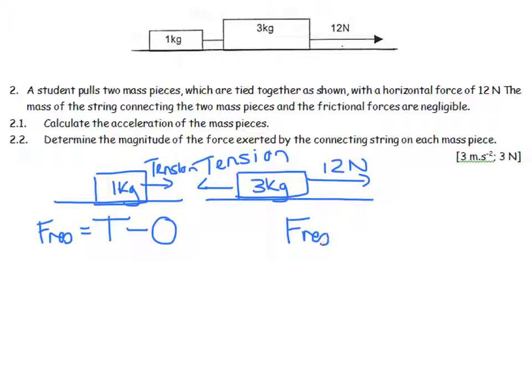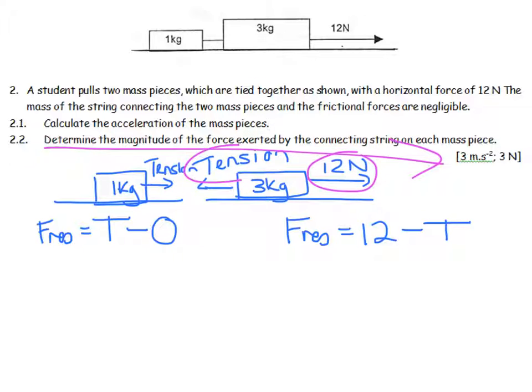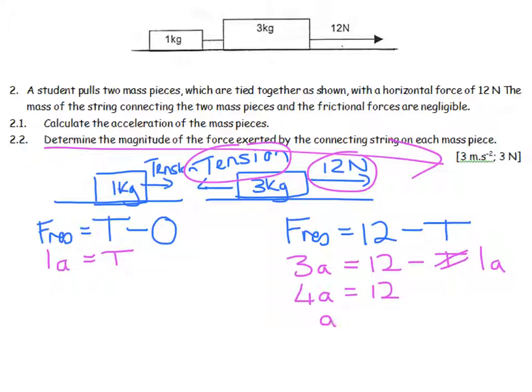Force resultant is equal to big force minus small force. This whole system is moving towards the right, and therefore we know that the 12 Newton force is bigger than the tension. 1 times acceleration is tension, and over here 3 times acceleration is 12 minus tension. But tension is tension, so I'm going to cross that tension out and I'm going to put 1a in, and I then land up where I have to throw that over, so it becomes 4a is equal to 12 and a is equal to 3 meters per second squared.